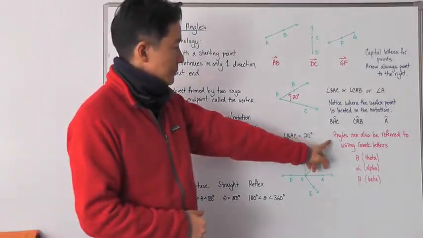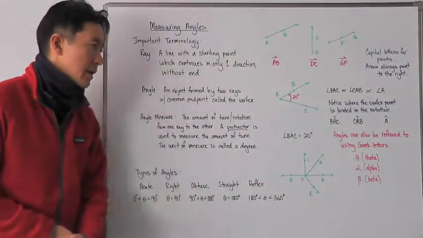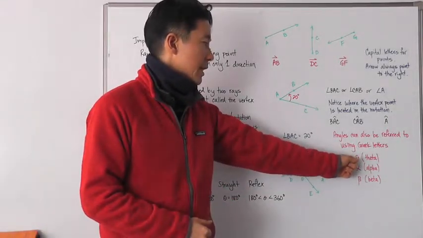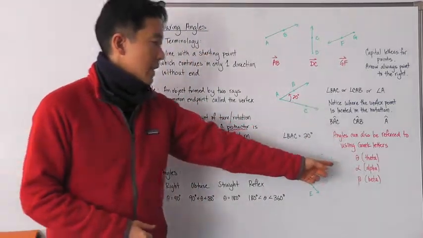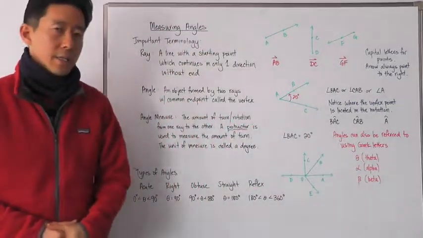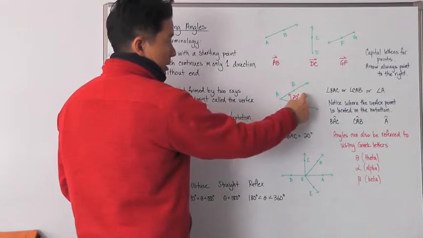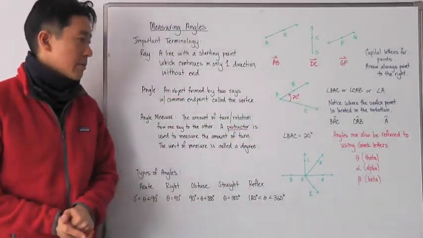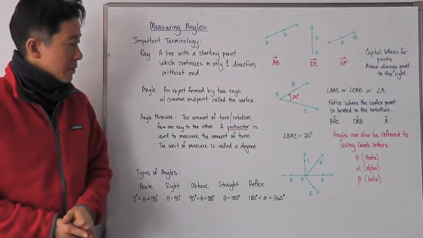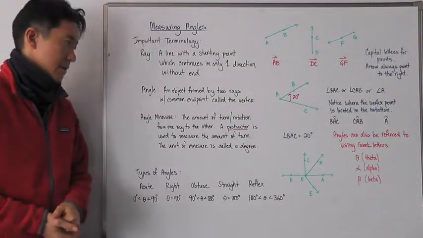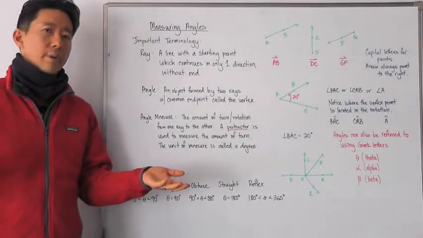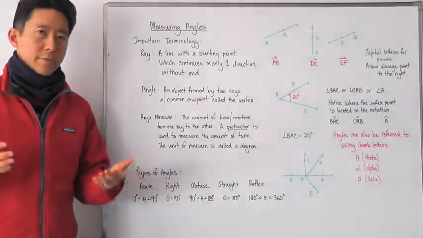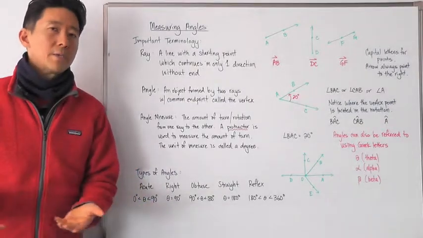Okay, now, in addition to that, angles can also be referred to by using Greek letters. So I could have said that theta is equal to 20 degrees, alpha is equal to 20 degrees, or beta is equal to 20 degrees, so long as I also put that theta there in the diagram so that it's clear what it's referring to. After we determine how to measure degrees, we can classify angles, or talk about different types of angles, based upon their measurements.